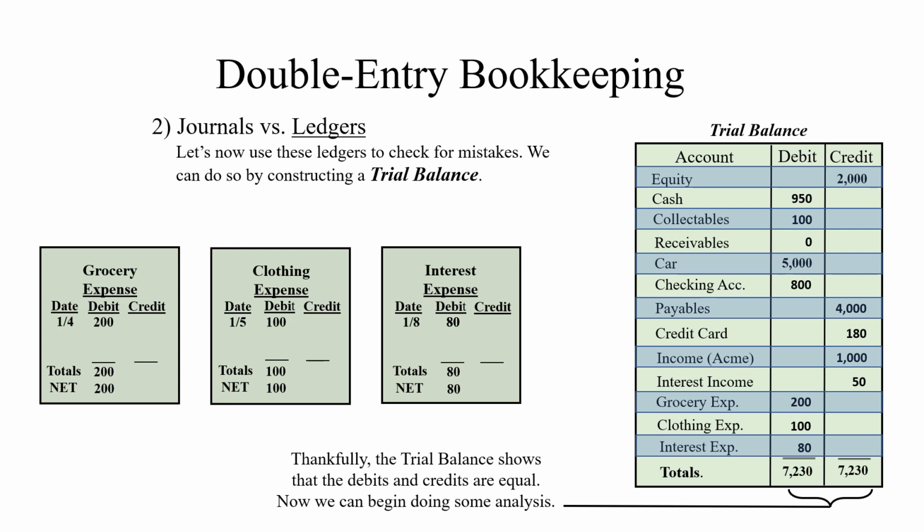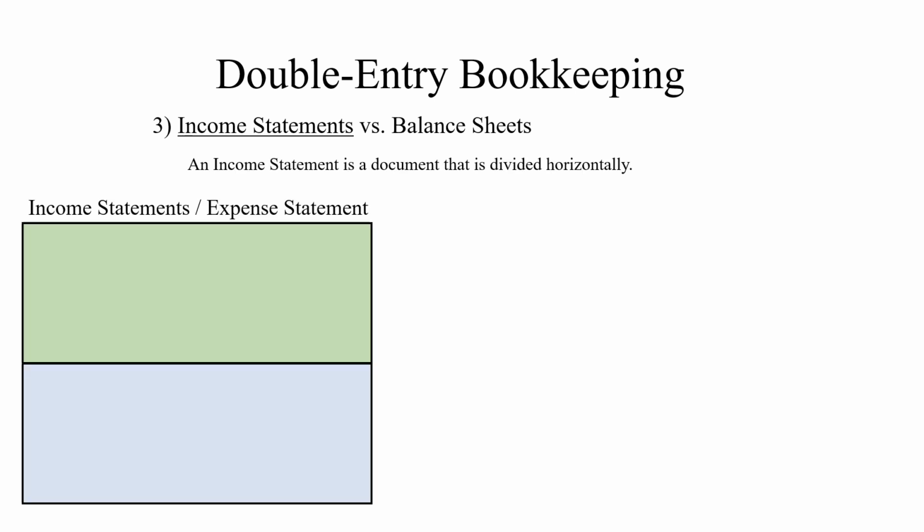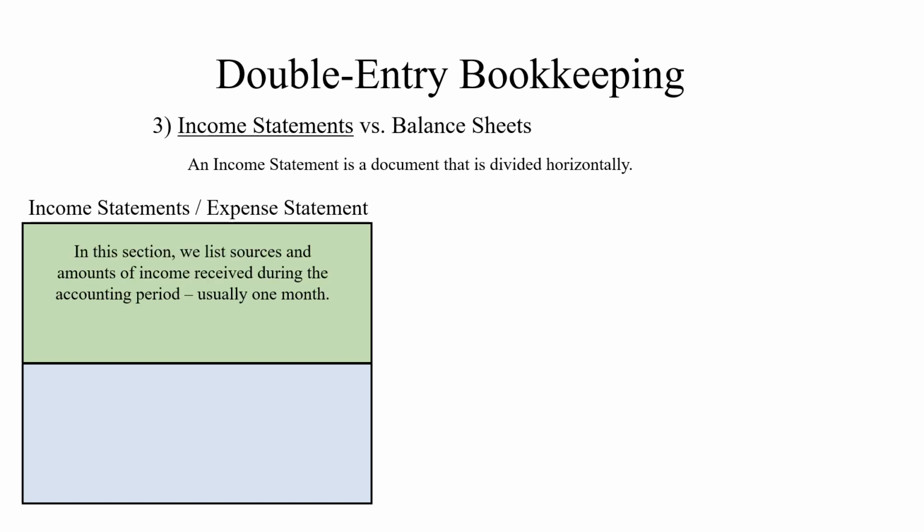So now we can start doing some analysis. Let's start with the income statement, also called the income expense statement. An income statement is a document that is divided horizontally. In the top section, we'll list the sources and amounts of income we receive during the accounting period. An accounting period for most entities is usually 1 month.